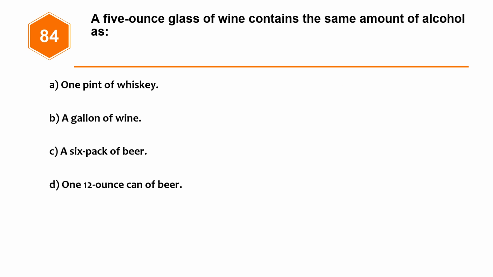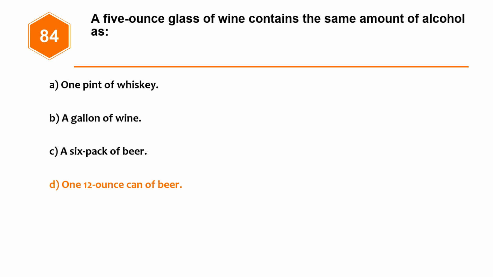Question 84. A 5-ounce glass of wine contains the same amount of alcohol as a. Option A, 1 pint of whiskey. Option B, a gallon of wine. Option C, a 6-pack of beer. Option D, 1 12-ounce can of beer.